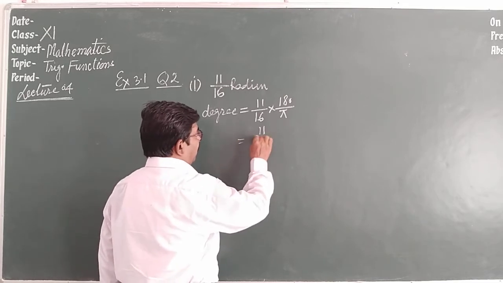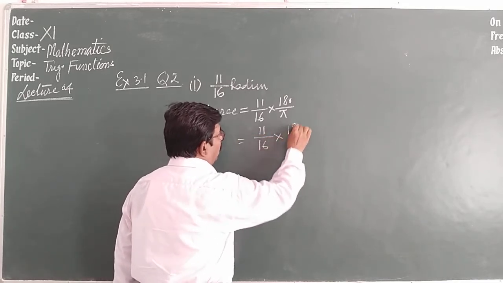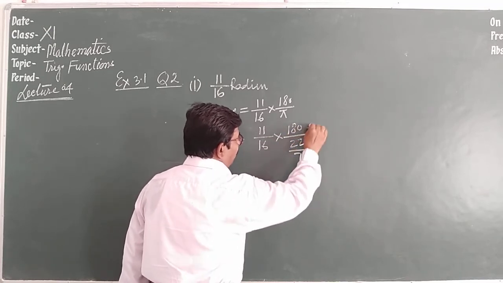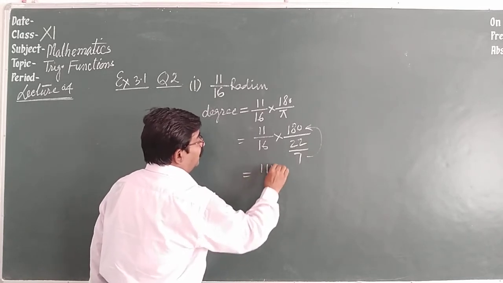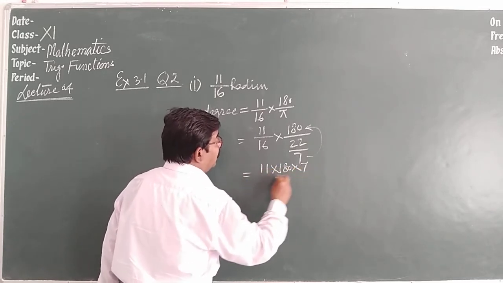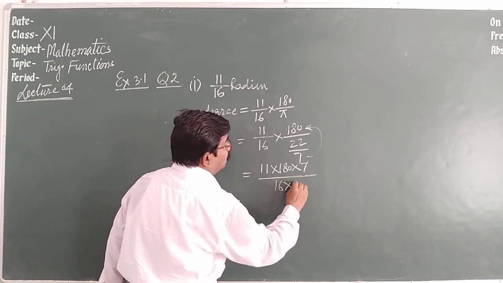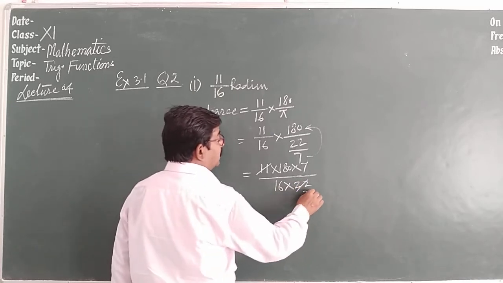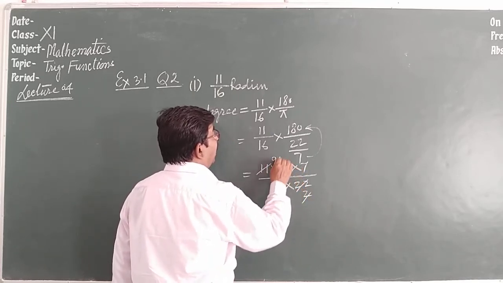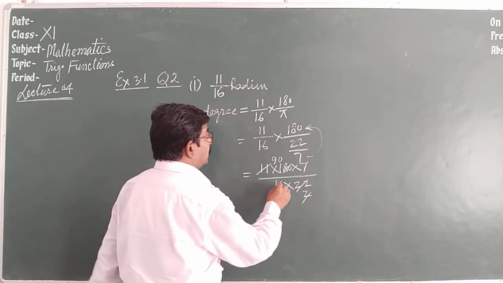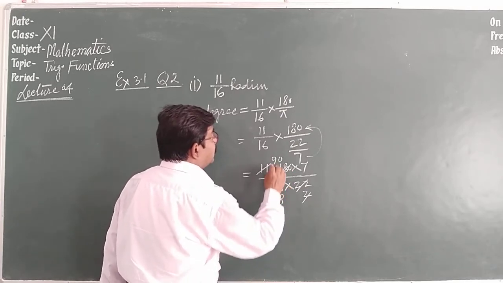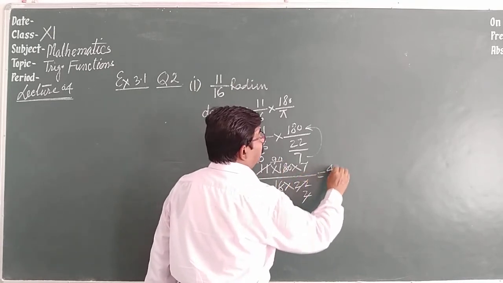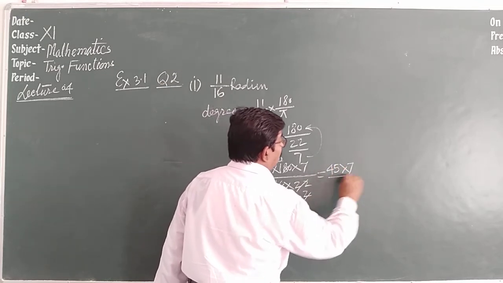See, 11 upon 16 into 180 upon 22 upon 7. So this 7 comes here. We have 11 into 180 into 7 upon 16 into 22. 11 2s are 22, divide this. This is 2 90s are 180. Divide this, 8 times 2 8s are 16. This is 45. So what we have? Finally we have 45 into 7 upon 8.